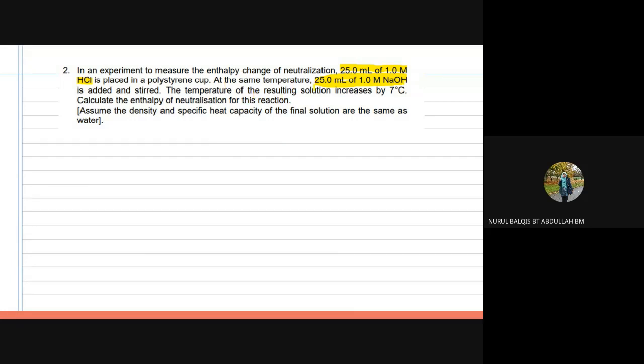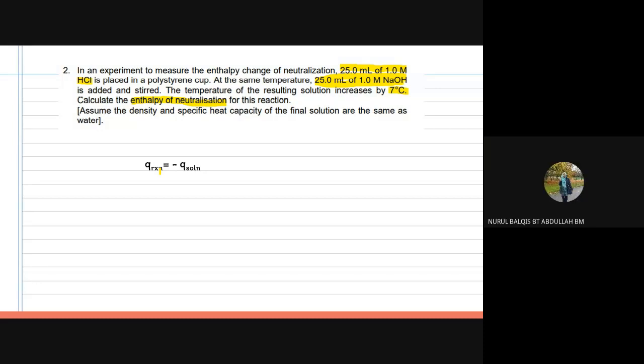The temperature of the resulting solution increases by 7 degrees C. So this is going to be your delta T. Calculate the enthalpy of neutralization. So ini kita akan buat forward punya working. So you gotta first start with apa? Okay, kita tahu. Ya, thermochemical equation pun boleh, tapi yang ni saya rasa saya buat later on kot. Tapi make sure ada thermochemical equation. So, okay, good. So, Q reaction now. We know usually Q reaction for coffee cup calorimeter got both solution and calorimeter kan?